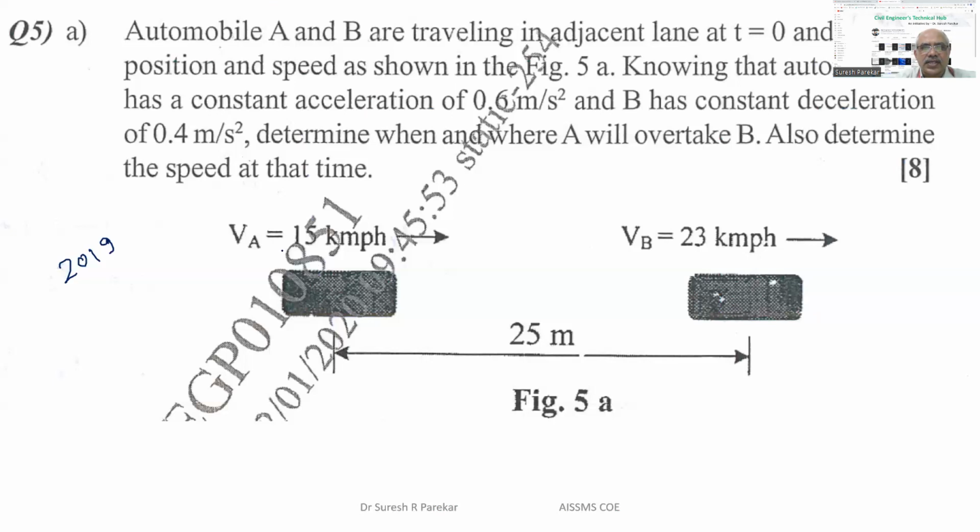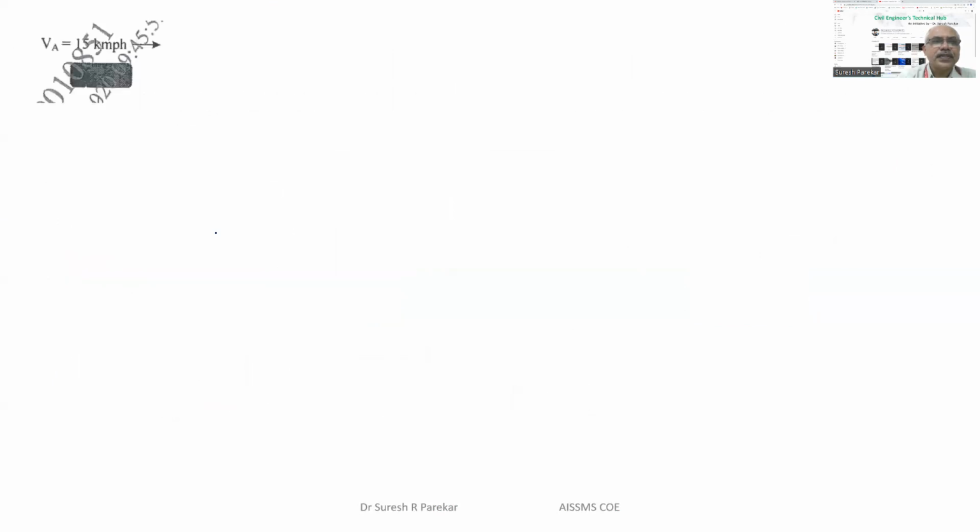So here velocities are given. Now we will solve this problem. We will write data related with A. VA is given, how much? 15 kilometer per hour. So 15 kilometer we have 1000 and hour we have 3600 seconds. We have to convert the value always into meter per second. Then I have this value 4.17 meter per second. Acceleration of A is given 0.6 meter per second square.